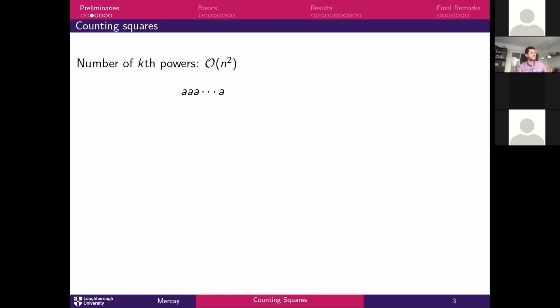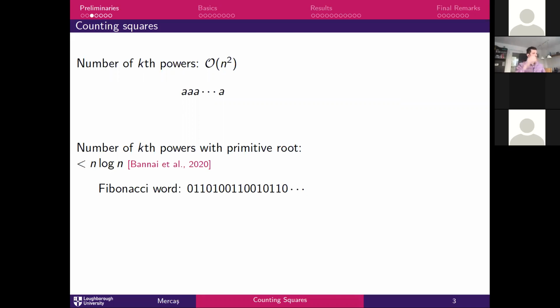You can put a restriction on it and look, for example, at powers of primitive roots, so you're requesting that the word being repeated is primitive. Again, looking at squares, there is a result from last year by Bannai et al. that says this number is bounded by n log n from above. Fraenkel and Simpson proved that the Fibonacci word has an upper bound of almost 0.8 n log n, and then Bannai managed to bring this down to n log n. I think they used Lyndon roots to do this.